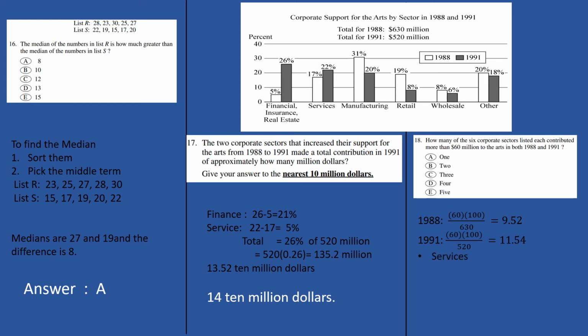So we are looking for values where for 1988 it should be greater than 9.52, and for 1991 it is greater than 11.54. We can see only 3 cases here: services, manufacturing and others, because only in those 3 cases this condition is true. Both the conditions are true, and hence your answer is C.